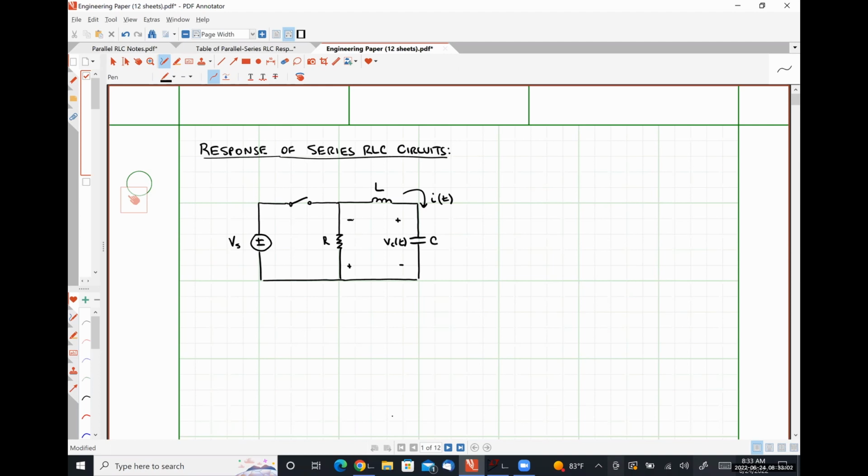I'm going to define my resistor voltage Vr of t, where the current I is flowing into the positive polarity terminal. And finally, we'll have our inductor voltage VL of t like so. And for the sake of argument right now, let's say that our switch is opening at t is equal to 0.